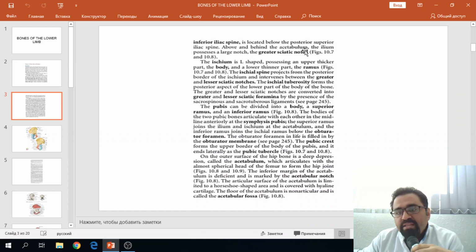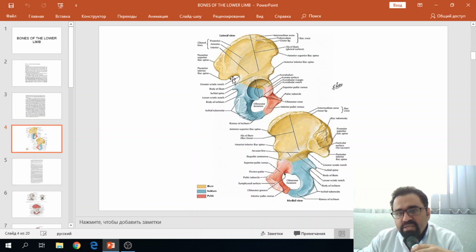Above and behind the acetabulum, the ilium possesses a large notch which is called the greater sciatic notch. As we can see in the diagram, there is a greater sciatic notch on the posterior aspect. First there is the posterior superior iliac spine and then the posterior inferior iliac spine. Below this there is a big notch which is called the greater sciatic notch.